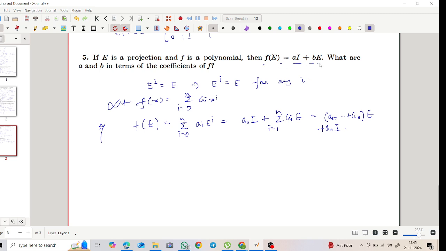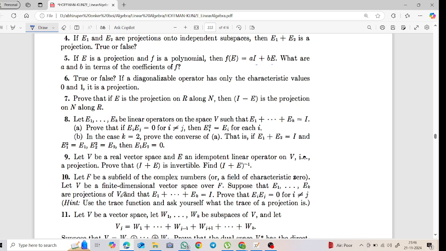So as they have taken, this is what the terms are. So A is a naught and B is summation a_i, i from 1 to n. What about this? What about 6? What about 6?